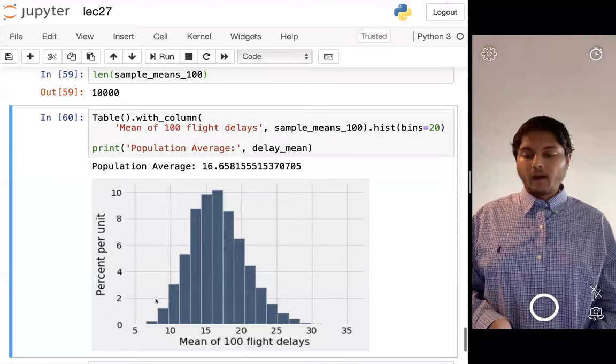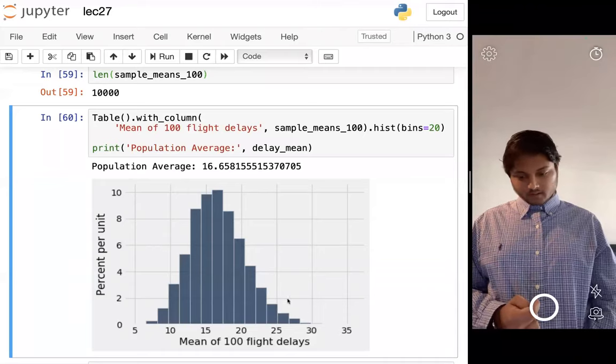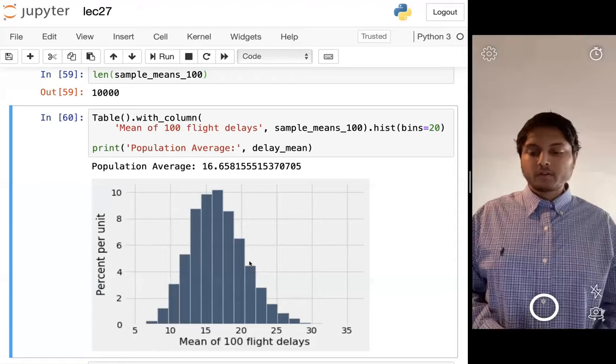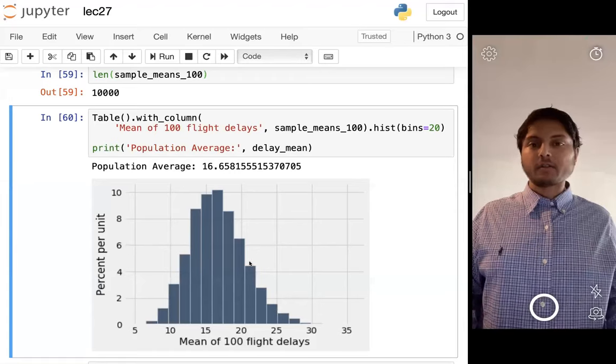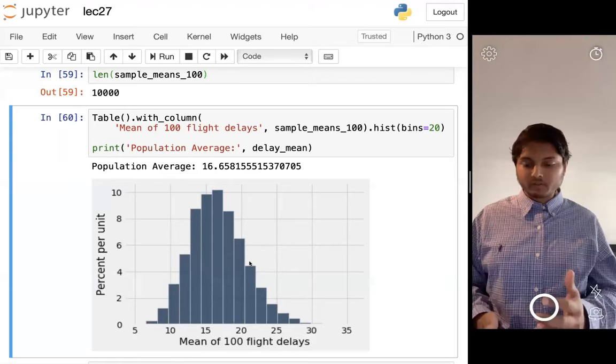As we can see, it's not completely bell-shaped. It looks like there's a little bit of a tail to the right, but it's almost getting there. It's almost bell-shaped. 100 is a pretty large sample size, so it seems like the normal distribution assumption is kind of decent here.